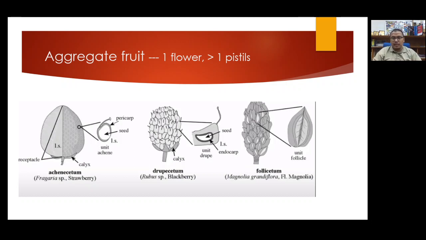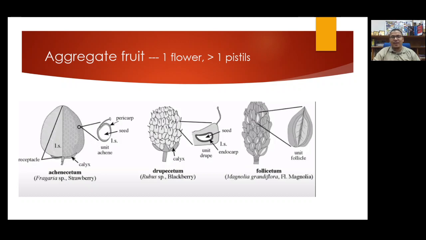So we have multiple carpels, multiple pistils, and there is one that has been pulled out. You can see each one has a pericarp around it, and on the side there is the seed. Each one of those is a little fruit, but they are all held together by that big receptacle. So remember, you are not eating the fruit, you are eating the receptacle. If you go and look at a strawberry, remember that.